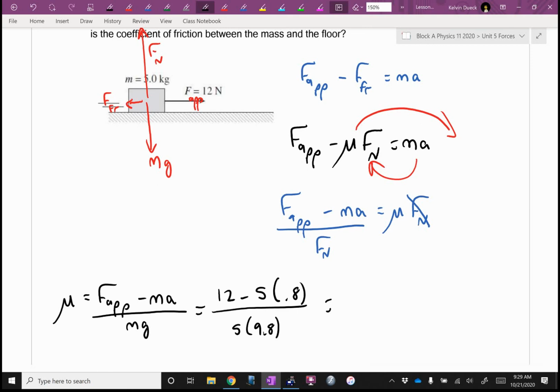Is this a fraction? Yes. Is there more than one thing on the top? Yeah. Is there more than one thing on the bottom? Yeah, brackets are on the bottom. Do this one in your head, Mr. Dick? Well, it's going to be 5 times 0.8 is 4, so it's going to be 12 take away 4, which is 8. It's going to be 8 over 49. 8 over 50 would be 4 over 25.